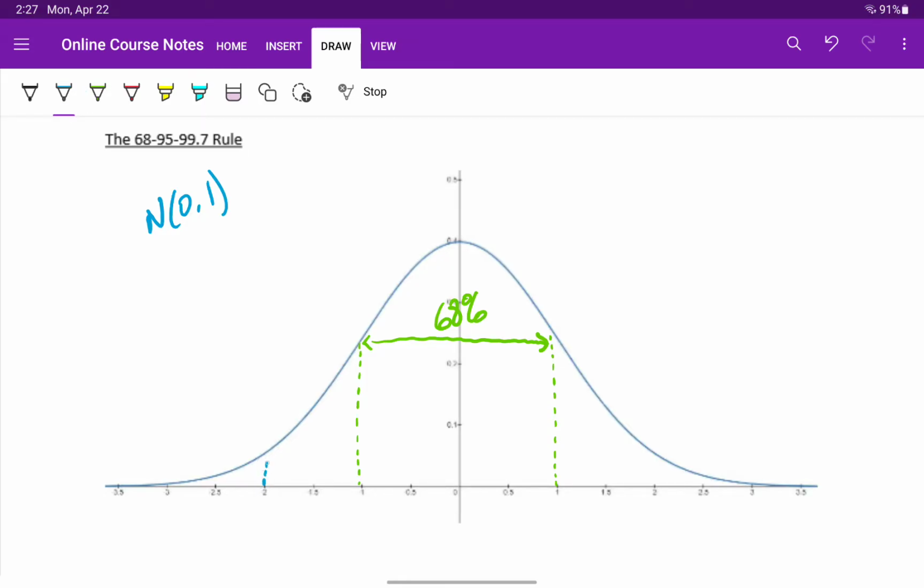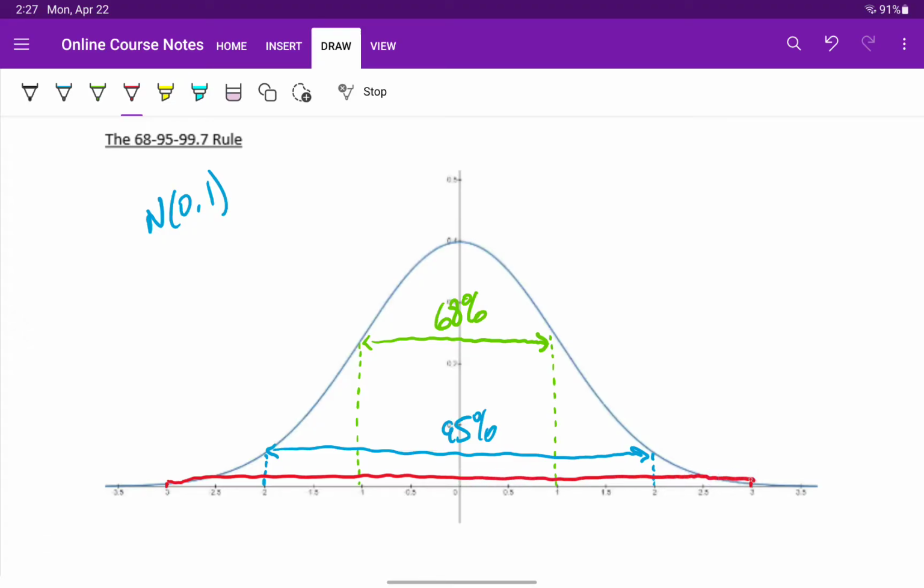If we go 2 standard deviations below and 2 standard deviations above, then we would find 95% of all data values within that range. And if we expanded this to 3 standard deviations above and below, we would have 99.7% of data occurring in that range.